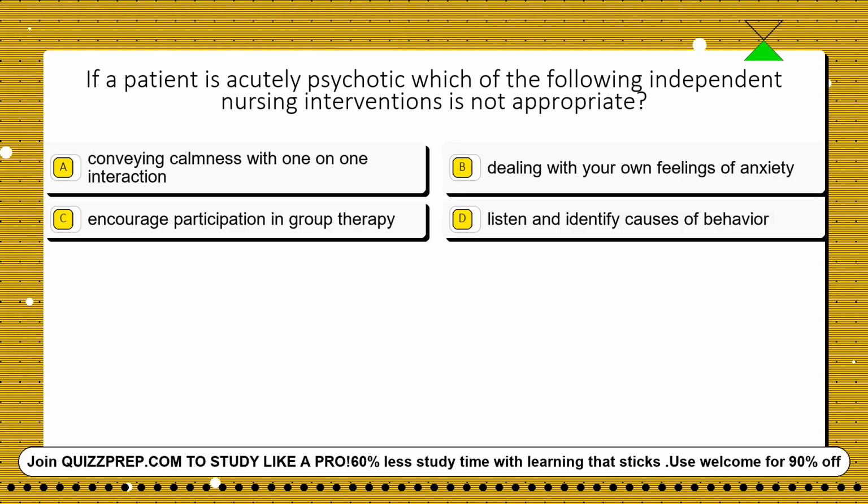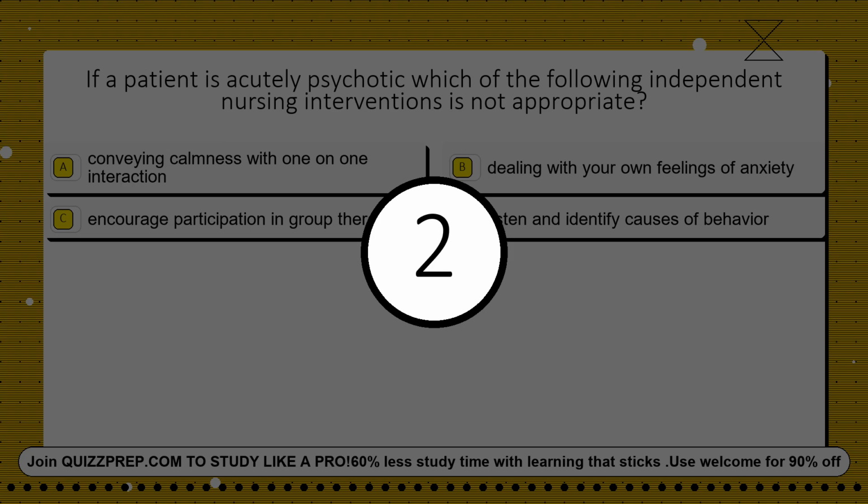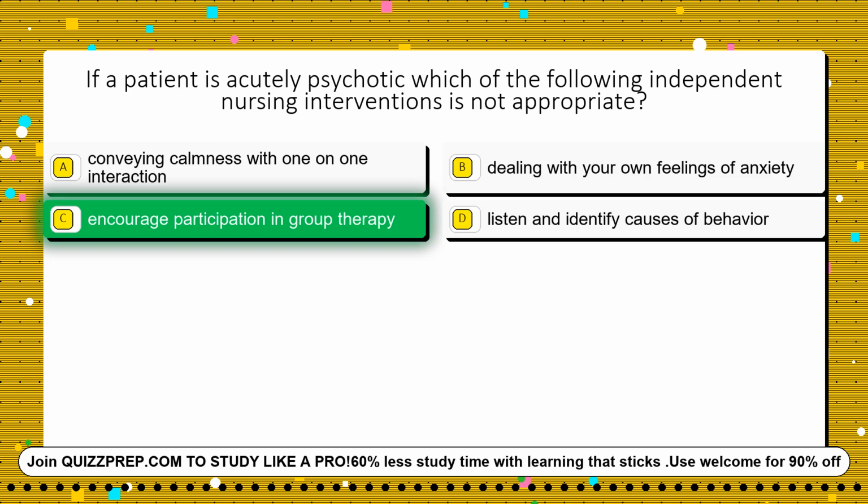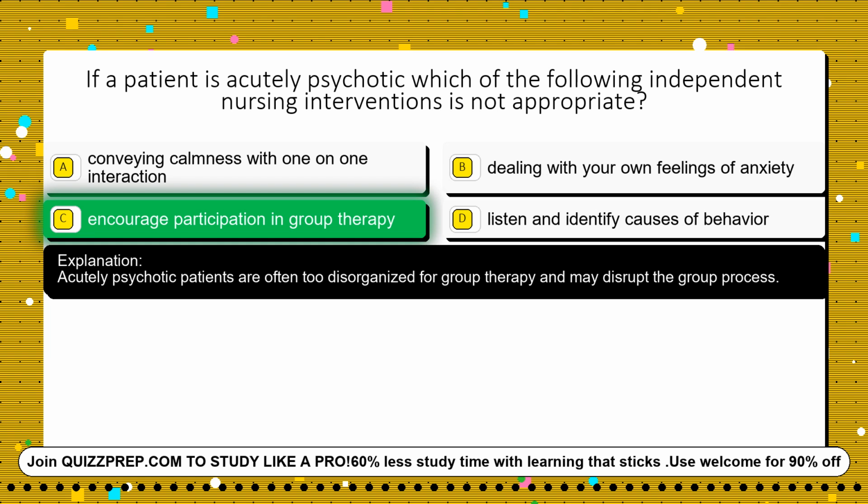Question 61. If a patient is acutely psychotic, which of the following independent nursing interventions is not appropriate? Option A. Conveying calmness with one-on-one interaction. Option B, dealing with your own feelings of anxiety. Option C, encourage participation in group therapy. Option D, listen and identify causes of behavior. The correct answer is option C, encourage participation in group therapy. Acutely psychotic patients are often too disorganized for group therapy and may disrupt the group process.